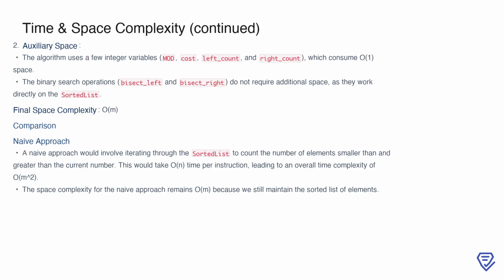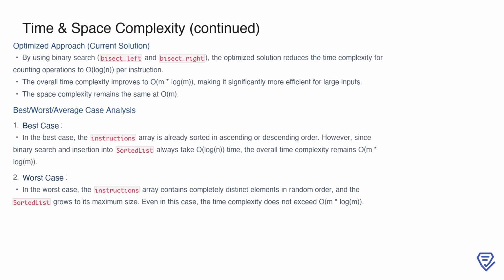In comparison to a naive approach that iterates through the sorted list to count elements smaller or larger than the current number, the optimized approach is significantly faster. The naive approach would require O(n) time per instruction, leading to an overall time complexity of O(m squared), while the space complexity remains O(m) due to the storage of the sorted list. The optimized solution, by leveraging binary search for counting operations, reduces the time complexity to O(log n) per instruction. This improves the overall time complexity to O(m log m), making it much more efficient for larger inputs. The space complexity remains unchanged at O(m), as the sorted list still needs to store all elements.